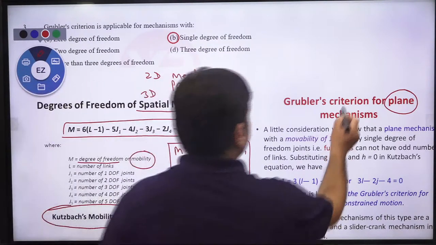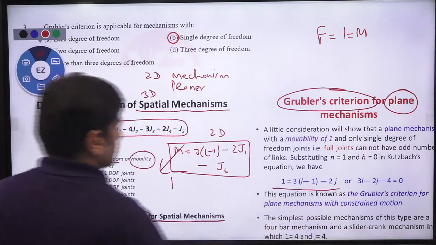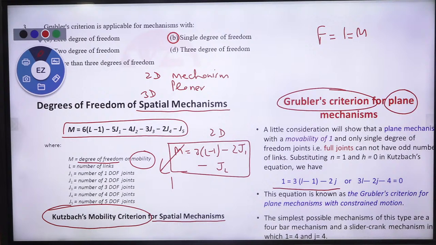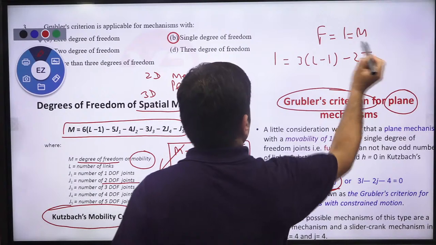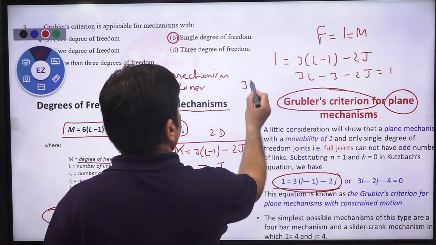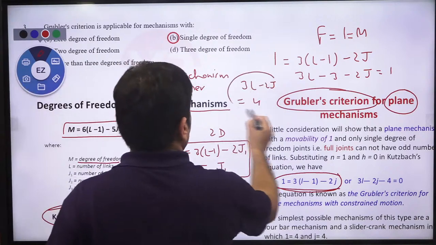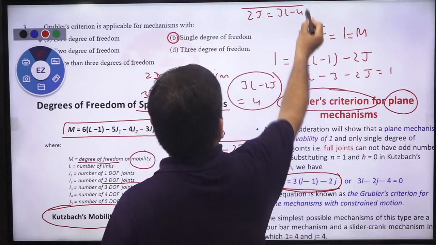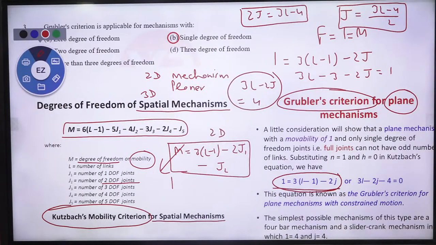Now, Grubler criteria is for degree of freedom 1 or mobility 1. So if I put mobility 1 here, this is the value which I get. Mobility is one, and I'm not having pairs with more degrees of freedom, so the number of 2 degree of freedom joints will also be zero. So this is the formula which I get: 1 equals 3 into (L minus 1) minus 2J. Should I open it up? 3L minus 3 minus 2J is equal to 1. So 3L minus 2J is equal to 4. You can manipulate it, so 2J is equal to 3L minus 4, or J is equal to (3L minus 4) by 2. Please remember this formula, sometimes it is directly asked in the exam.